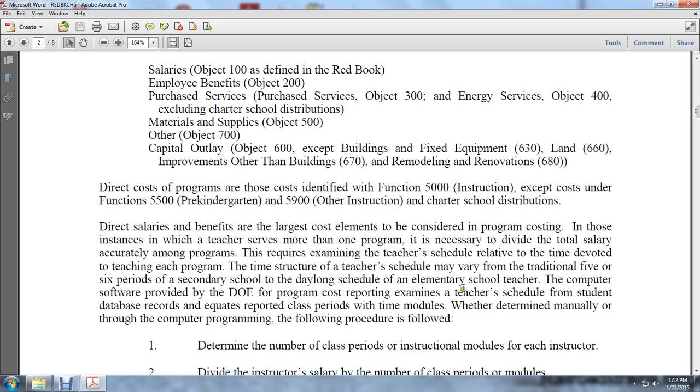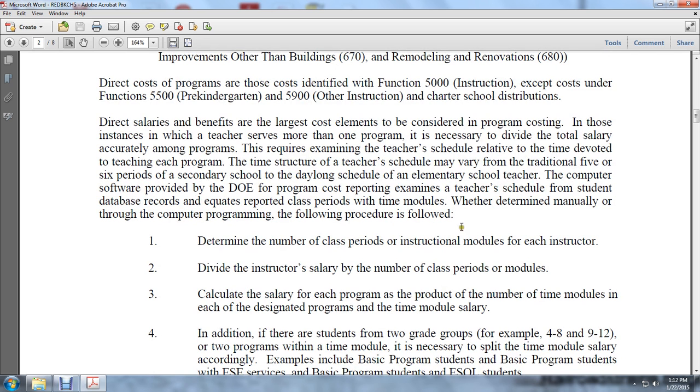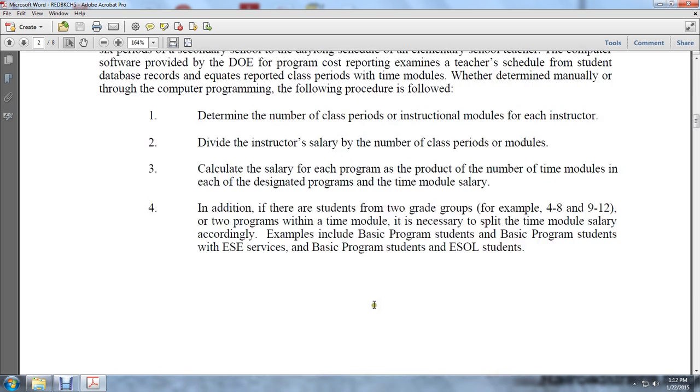The following procedures are followed: determine the number of class periods and instructional modules of each instructor. Divide the instructional salary by the number of class periods and modules. Calculate the salary for each of the programs, modified by the number of time modules, for each of the designated programs in the time module salary.